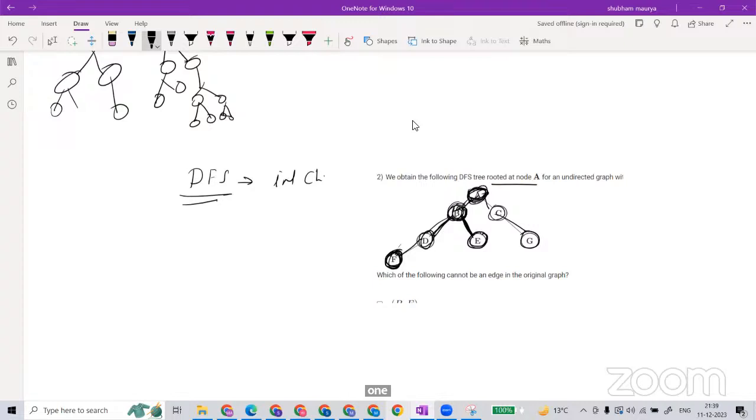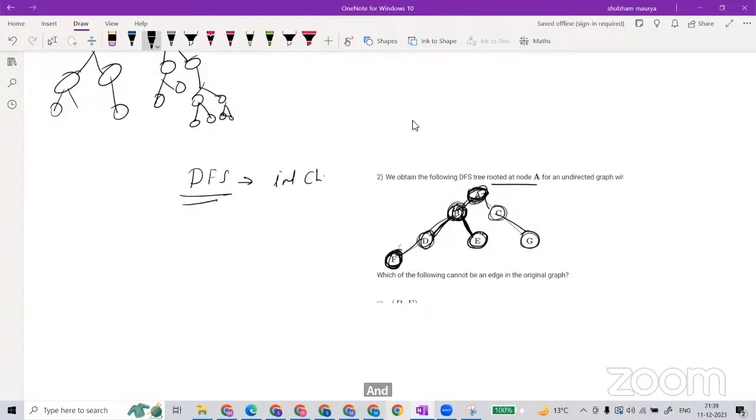Sir, so in general, can we say that in DFS, it is not allowed to jump from one branch to another? Yes, in a DFS tree. Yes, DFS tree. But the same is allowed in the BFS, is it?